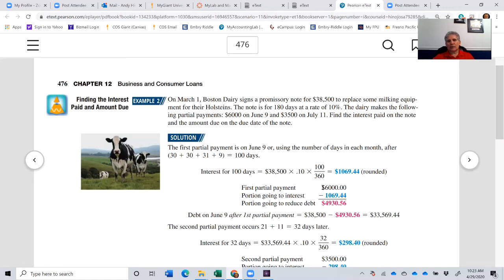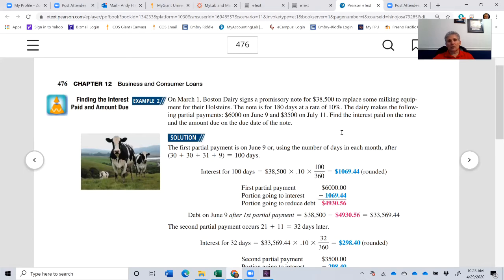So what we're going to do is say, okay, of the $6,000, $1,069.44 is going to disappear, it's going to go towards interest. The remaining balance goes against the principal. $4,930.56 goes towards the principal.